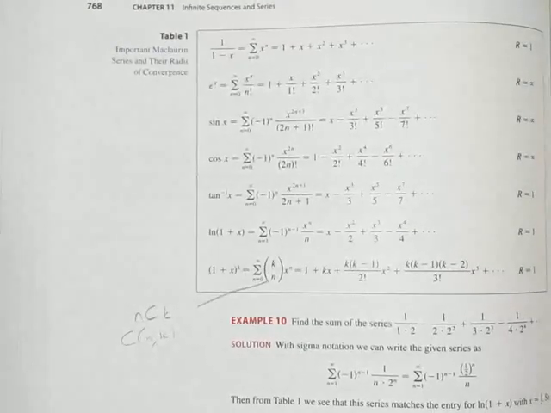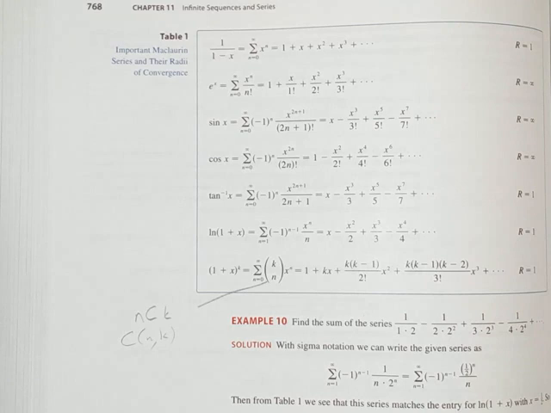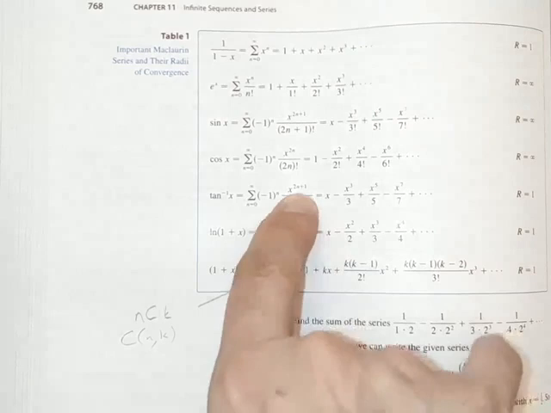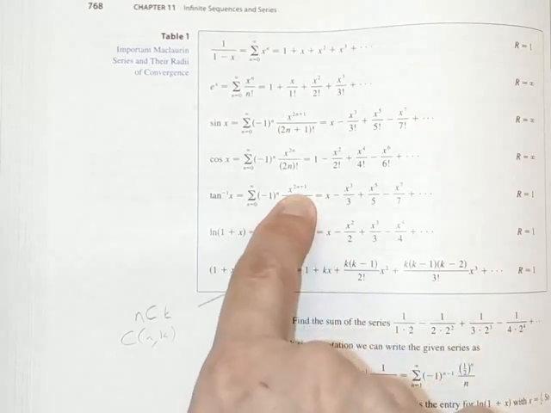Page 768. Here are several commonly used Maclaurin series. The top one is our geometric series. The next one is e to the x, and we did that yesterday. The one I just did is sine x, and it's all odd. The one underneath it is cosine, and it's all even. Wait a minute. Inverse tangent. Inverse tangent is an odd function, and the power series is all odd powers.